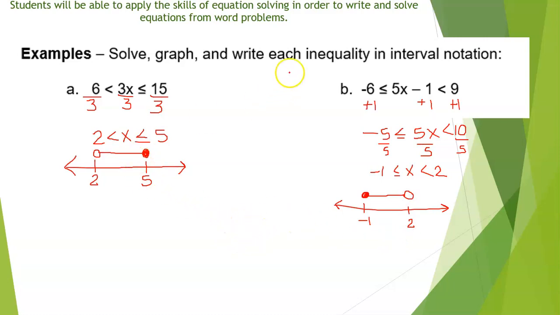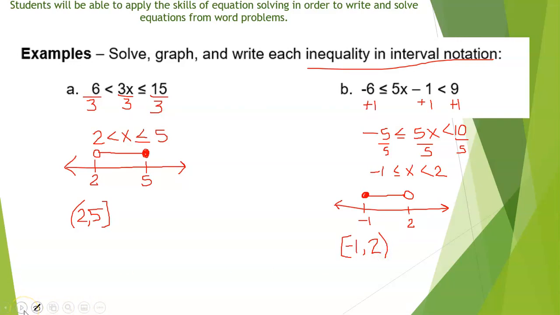Now I forgot to write my interval notation. So my interval notation says it's an open dot at 2, so that's a parenthesis at 2, and a closed dot at 5, so that's a bracket at 5. Oh, that is an ugly looking 5, but you know what a 5 is. Here we have the same thing to write our interval notation. So this is a -1 and it is closed, so that's a bracket. And then a 2, and that's open.